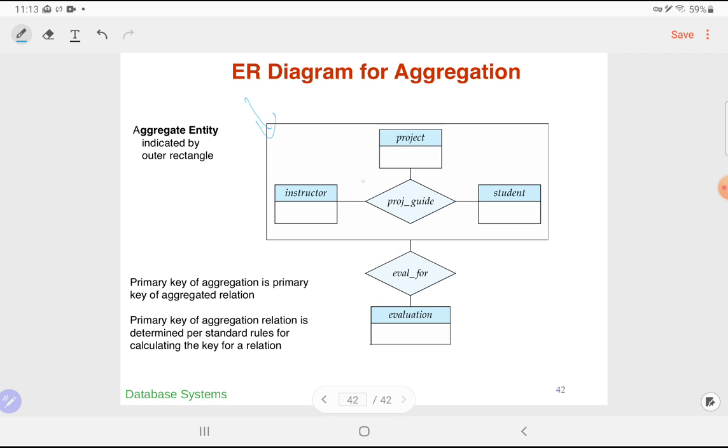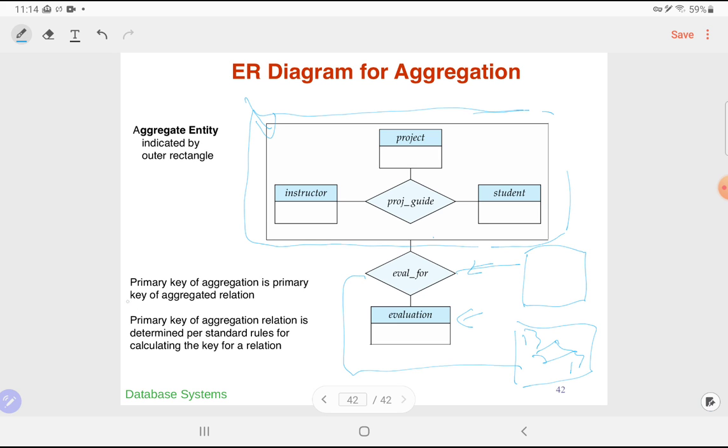Diagrammatically, we place an outer rectangle around the relationship. This expresses it as an aggregation. We then connect the relationship to that rectangle. And the other entity, which may be itself an aggregation or may be a separate entity alone, as is the case here, is then connected to that relationship. And there could, of course, be other entities or even other aggregation entities.